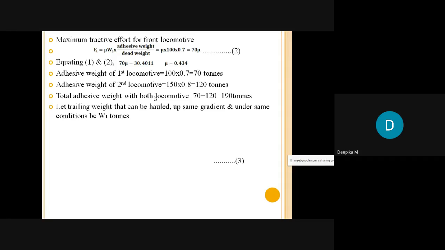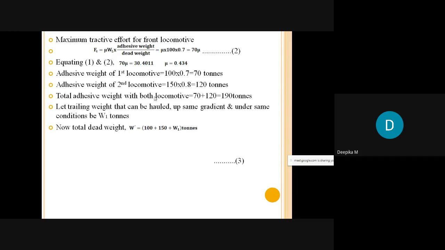So let the trailing weight that can be hauled up the same gradient and at the same condition be W1 ton, because we are going to load another weight. If I add the second locomotive, then I have to calculate what would be the additional weight I can add to the system. Hence I am going to represent this as W1 ton.